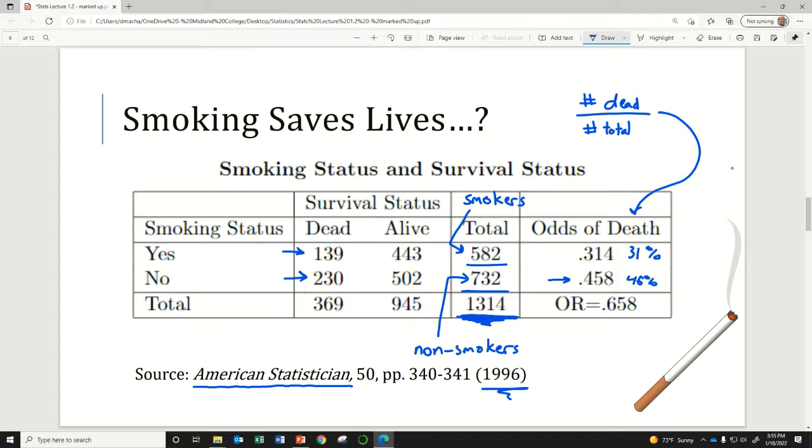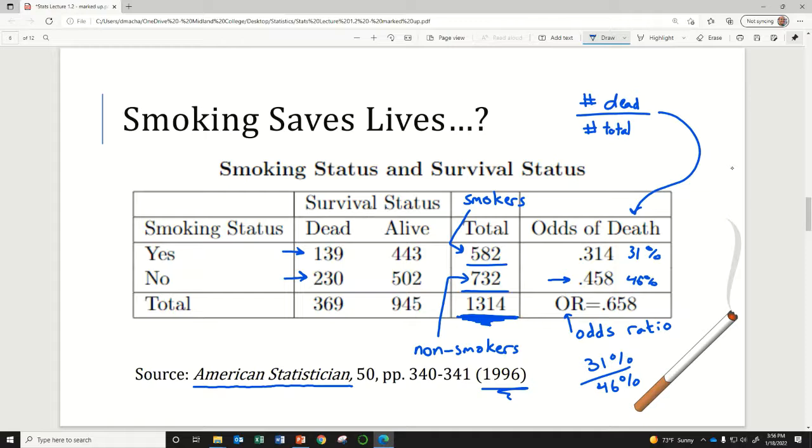The last thing I want to explain before I move to the next slide is where it says OR. That means odds ratio. And the way we calculated this OR is actually 31% divided by 46%. And that's how we get 0.658. And so to explain, an OR of less than 1 would mean that smokers are living longer than the non-smokers, or smokers have a lower risk of mortality than the non-smokers, right?